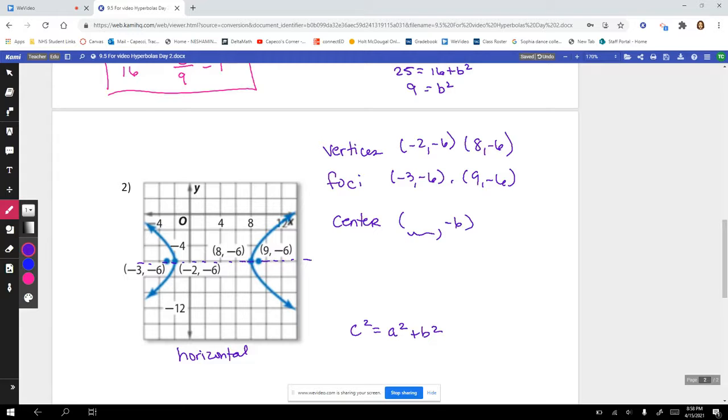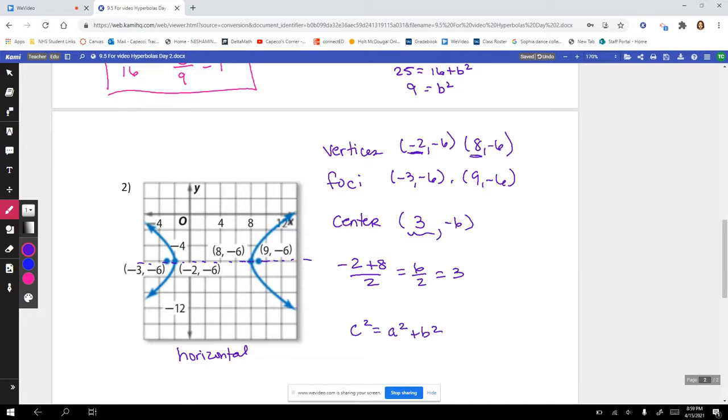That is going to be equally distant from my vertices, so I'm going to use the midpoint theorem. I have -2 here, and remember, I'm finding my x value: -2 plus 8, divided by 2, gives me 6 divided by 2, which gives me 3. So I'm going to substitute my 3 right in there, because that's my center.